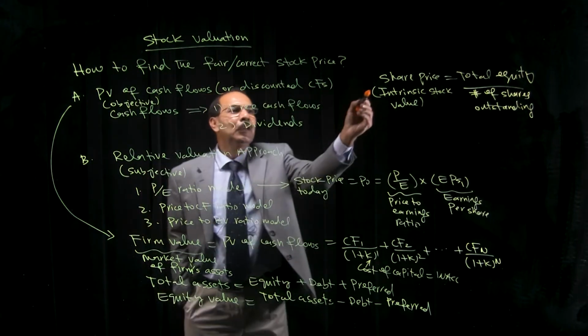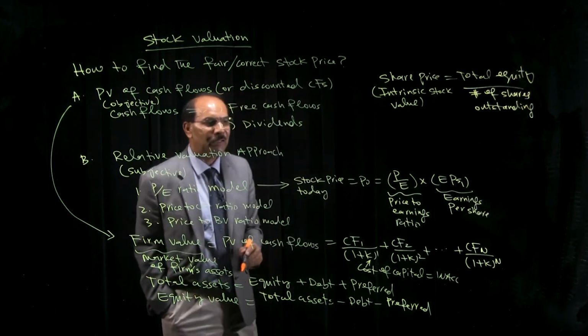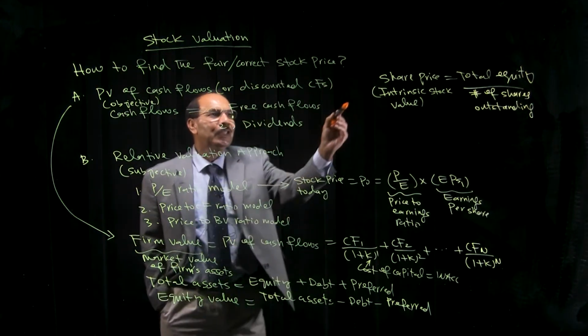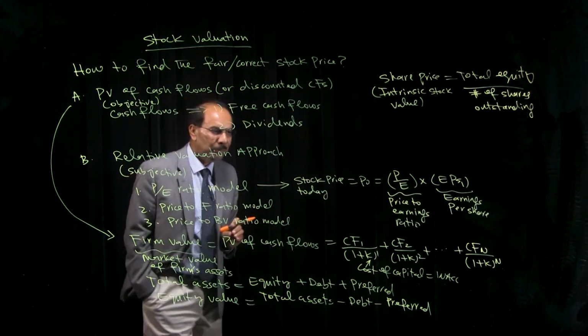So this one is going to be fairly objective based on the actual earning. This is going to be more of a subjective estimate. And this is really the most correct way of finding the stock price. All right, let me then stop here.